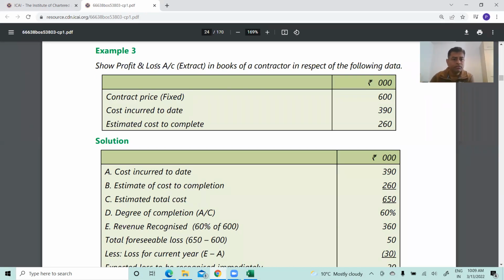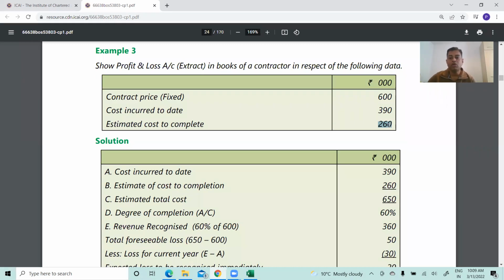So there is a contractor. So he is doing a contract and the data is given. Guys, what is the contract price? 600. Correct. What is cost incurred till date? 390. What is the cost to complete the contract? 260. So can I say 390 plus 260 is the estimated total cost of contract? Can I say 390 plus 260 put together is the total estimated cost? Add 390 and 260 and tell me.